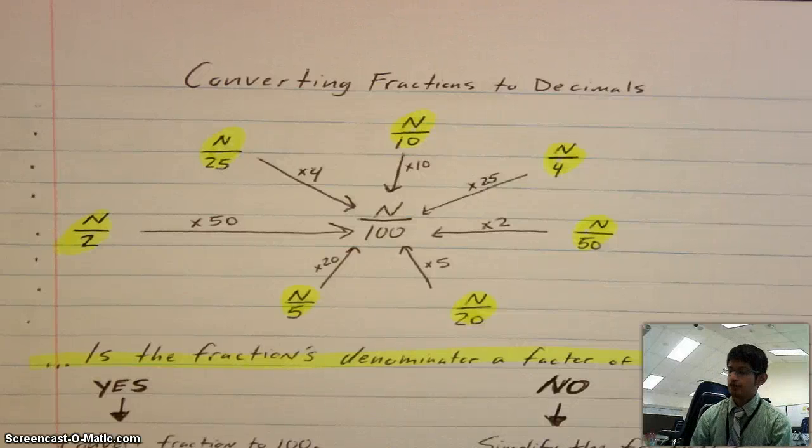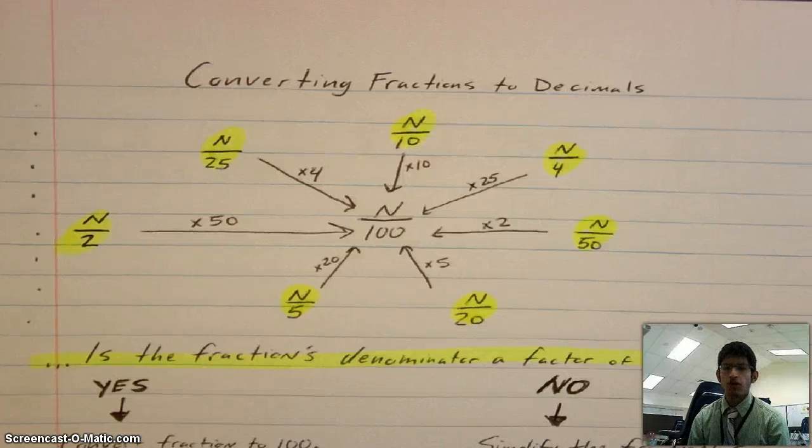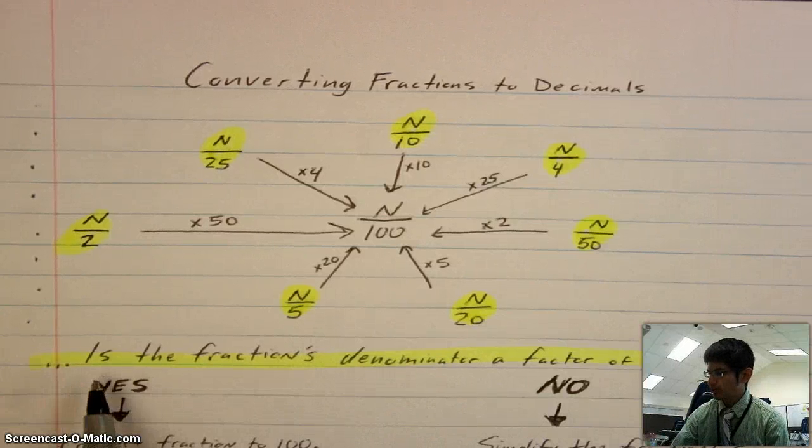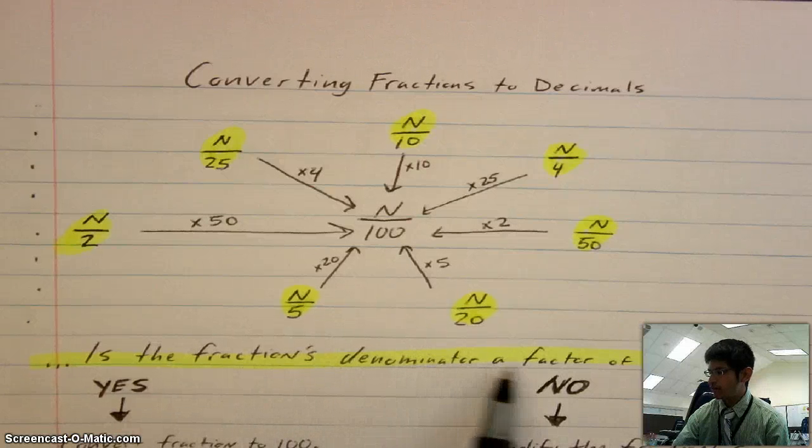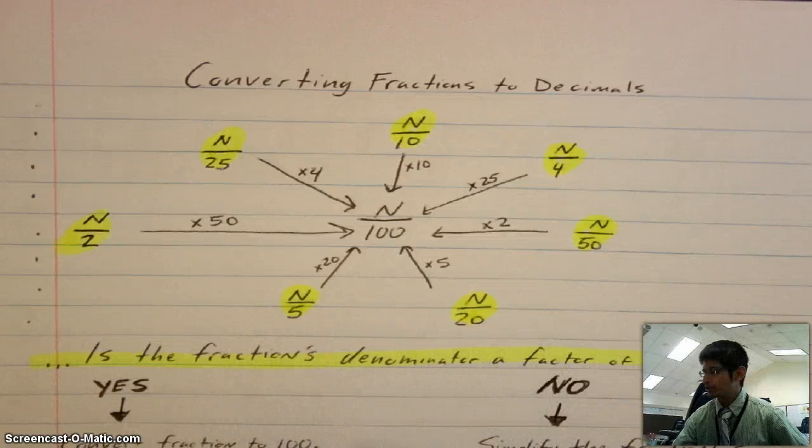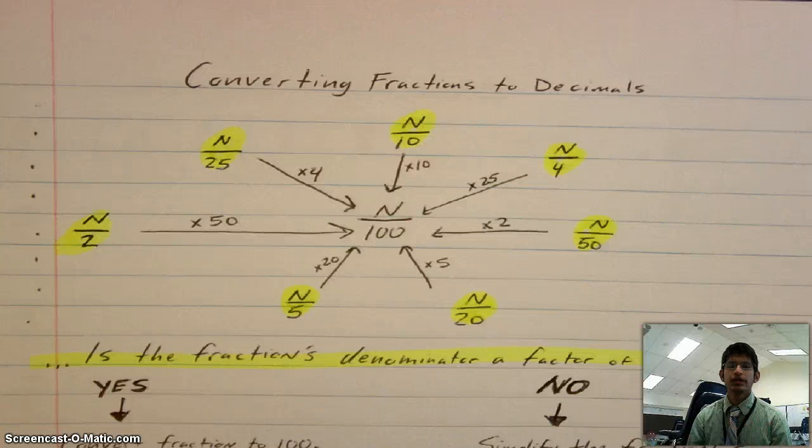Today's notes are going to be about converting fractions to decimals. So you can see I have it on my page here. The goal of all this is to check and see, is the fraction's denominator a factor of 100? Because if we can make a fraction be a hundredth, it makes a really easy decimal.